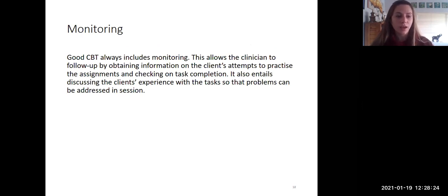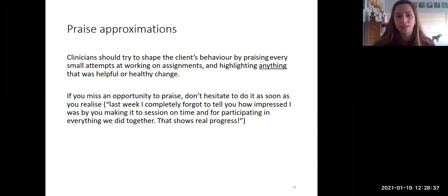The other pieces that fall into CBT is making sure that you are using monitoring tools. So that logging, scheduling component, and then the high risk situation component bookends every CBT intervention. So that monitoring is really part and parcel of any CBT.